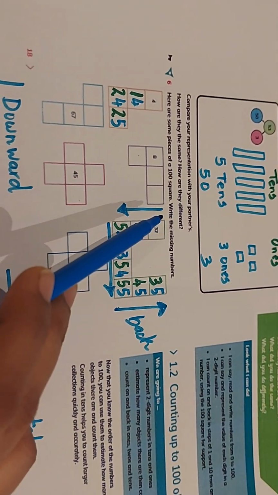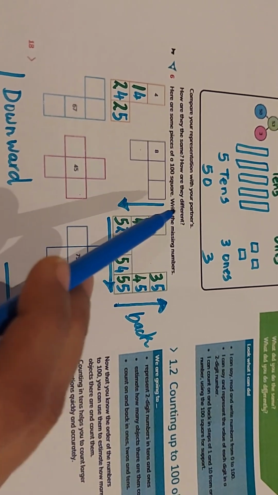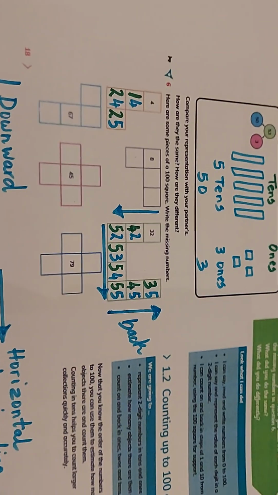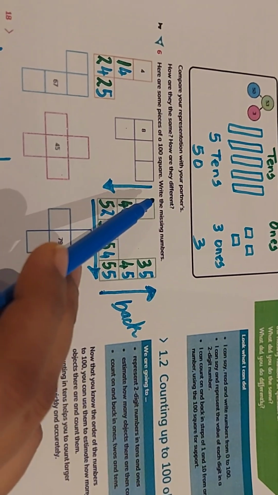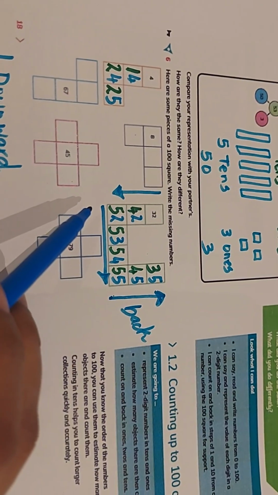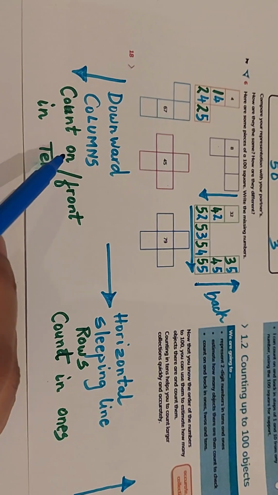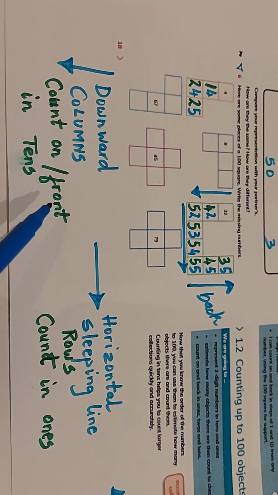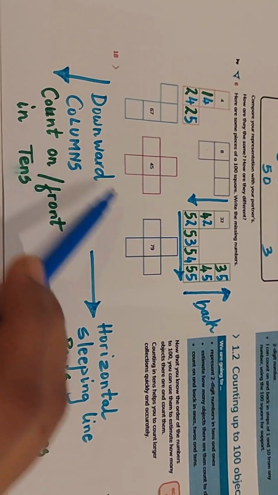And here, as I told you, they have to complete the missing numbers. They can refer to the arrow in their mind, or they can also draw. When they are counting the numbers down the column, downwards, they have to count on in tens. Okay, downward column. See here, 2, 2, 2 remains the same, the ones. Only the tens is changing, 30, 40, 52.